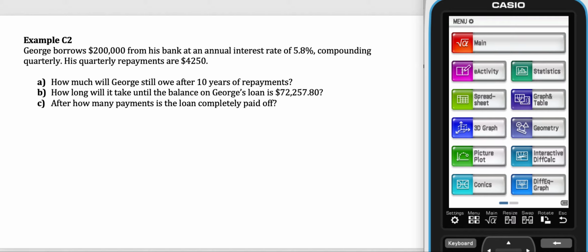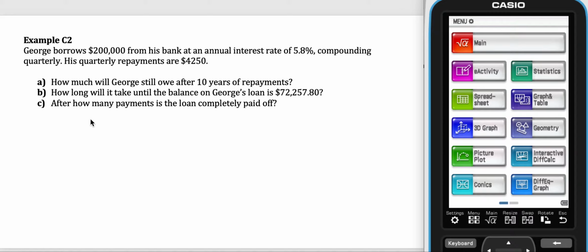Hello again. So this is the second video on the use of Finance Solver for reducing balance loans. This is example C2 from our notes. In this question, George has borrowed $200,000 from his bank at an annual interest rate of 5.8% compounding quarterly. His quarterly repayments are $4,250.